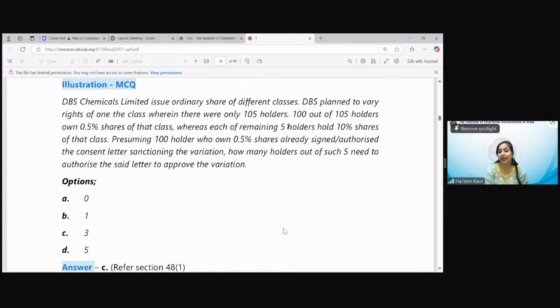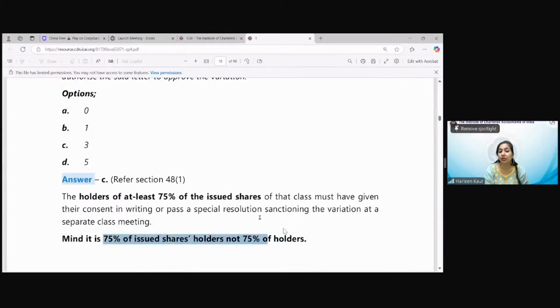It is 75% of issued share capital, not the 75% of holders. 75% of the issued shares of that class must give their consent in writing, or you need to pass an SR. That's why I told you SR and consent is different. All right, Deepika, I hope your doubt is clear. Yes, Priyanka, Soumya, Deepika, Bhumika, all of you have given the correct answer.